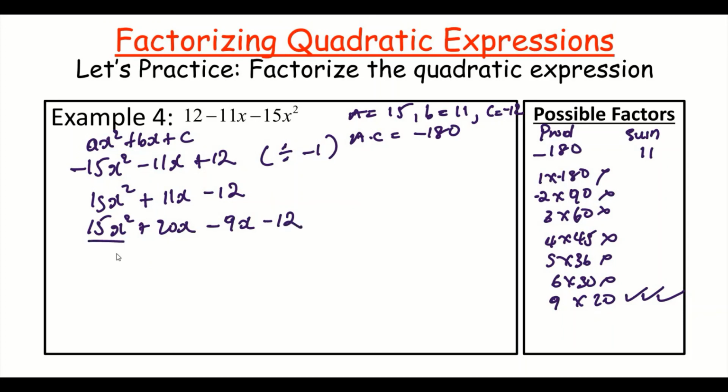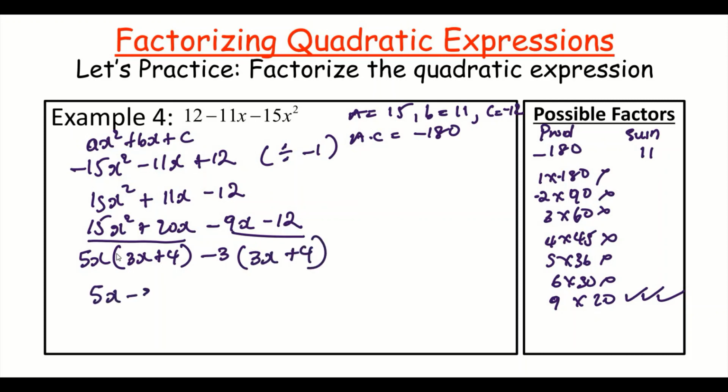Factorize by grouping: first two, last two, highest common factor. The highest common factor of 15x squared and 20x is 5x, and we have 3x plus 4. Factor out negative 3 from the last two terms, so we're left with 3x plus 4. So our factors are 5x minus 3 and 3x plus 4.